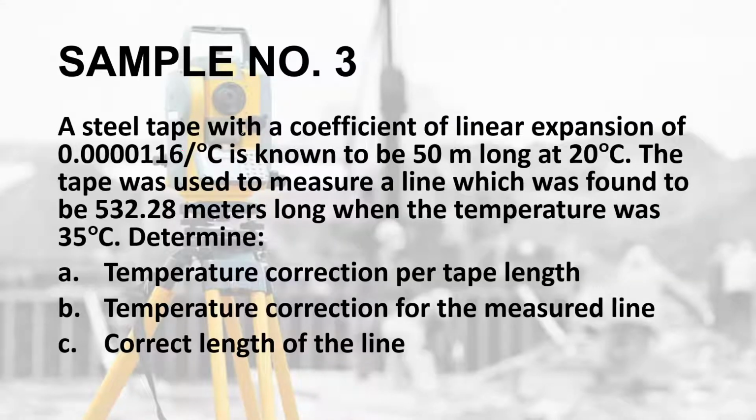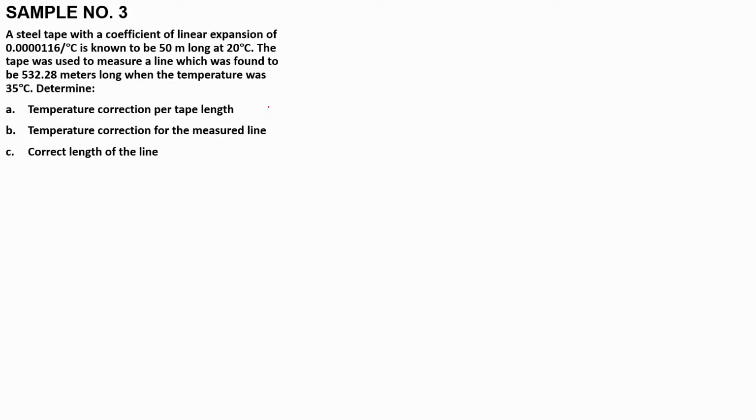So, let's go back to our formula. The last slide said the correction for the tape is equal to the coefficient of thermal expansion for that material, times the length of the tape, times the temperature of the tape when measured minus the standard temperature, times the standard length of the tape. Here we can already tell whether to add or subtract the temperature correction. So, the temperature correction per tape length is this.